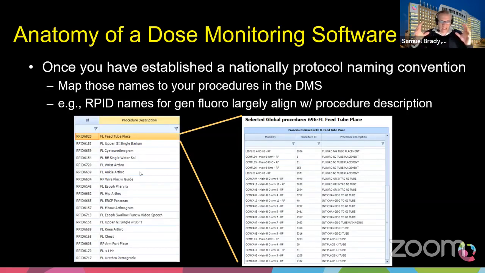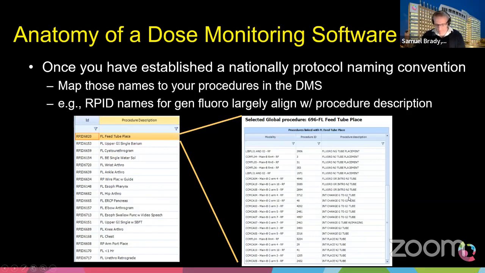Okay, so once at a national level, you have established that for a CTA of the abdomen, you will use RPID or whatever term you call it, and you establish that. So for CT, you pick your top 10 or whatever 15 protocols. You do the same thing for X-ray, for fluoro, for nukes, for PET, etc. You've now established that you have the nomenclature. You need to give that nomenclature back to the local hospital. And the local hospital will then log into their dose monitoring software, and they need to start mapping things.